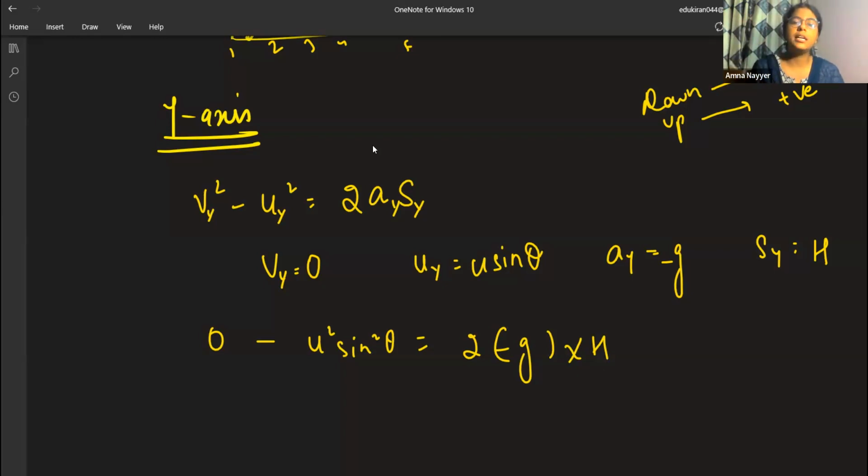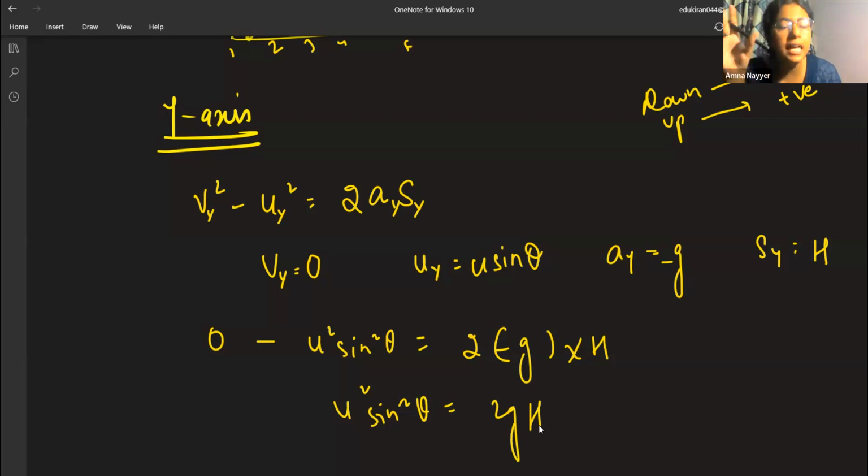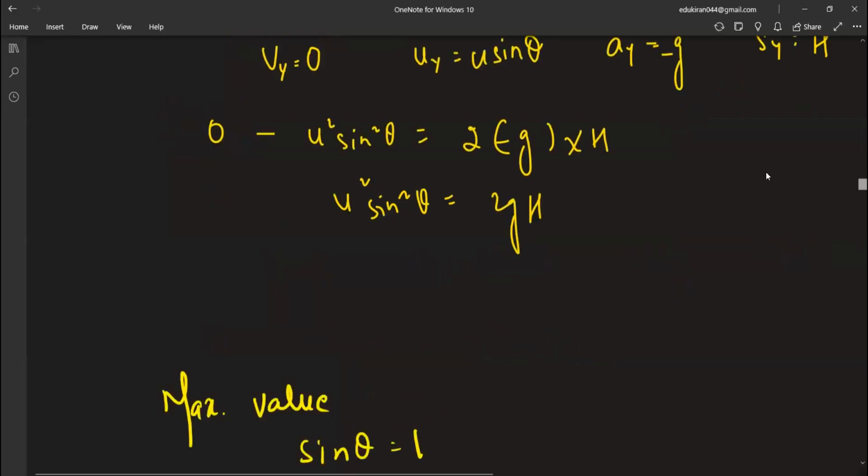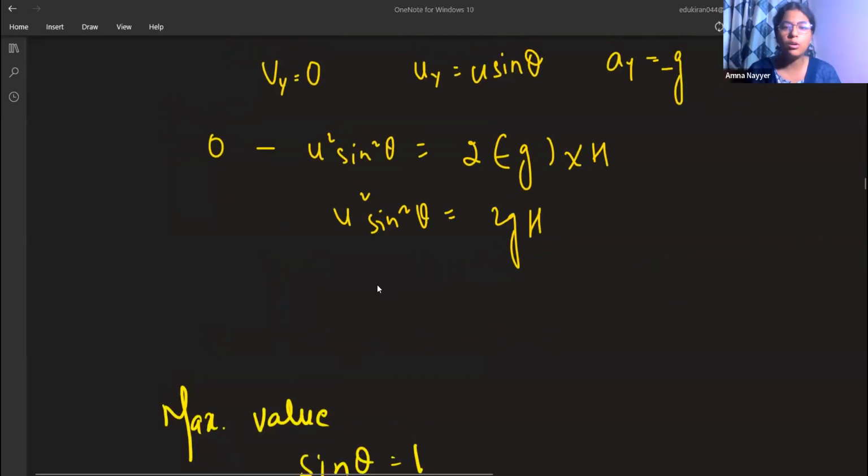Now from both sides, the minus sign gets cancelled. So what are we left with? U square sine square theta is equal to 2gh. Now you have your answer; the value of height you can directly calculate. 2g will go in the denominator. So the final value of height becomes u square sine square theta divided by 2g.